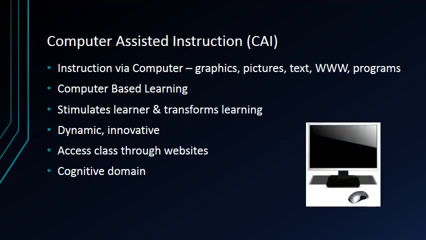Computer-assisted instruction, also called a CAI, or computer-based learning, is instruction via computer with graphics, pictures, text, the internet, programs, games, videos, classes. A lot of things through the computer can be used with a CAI.